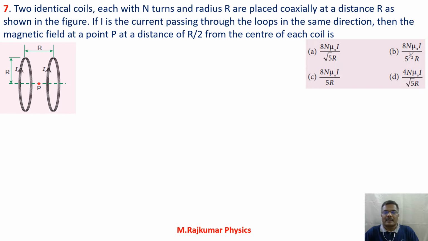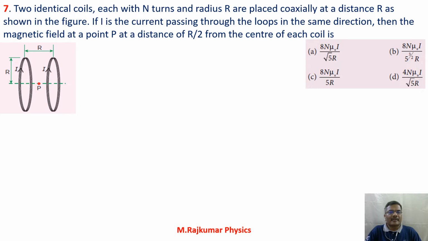Okay, so this is the problem actually. Two identical coils, each with n turns and radius r, are placed coaxially at a distance r as shown in this diagram. If I is the current passing through the loops in the same direction, then the magnetic field at a point P at a distance of r by 2 from the center of each coil is.